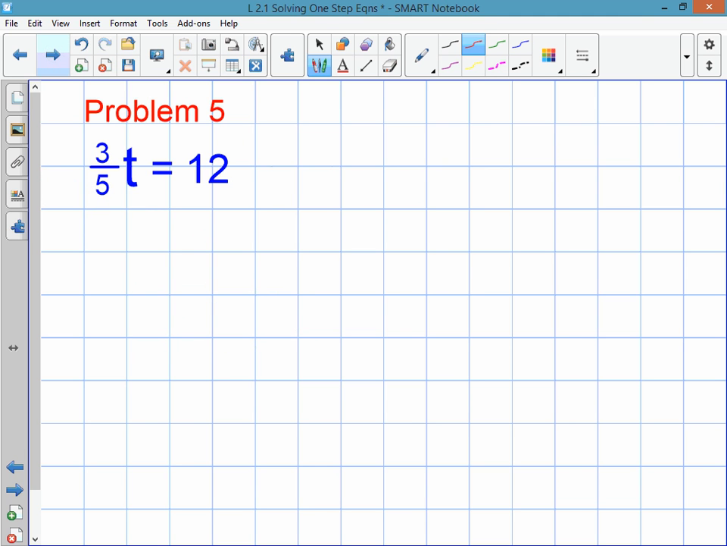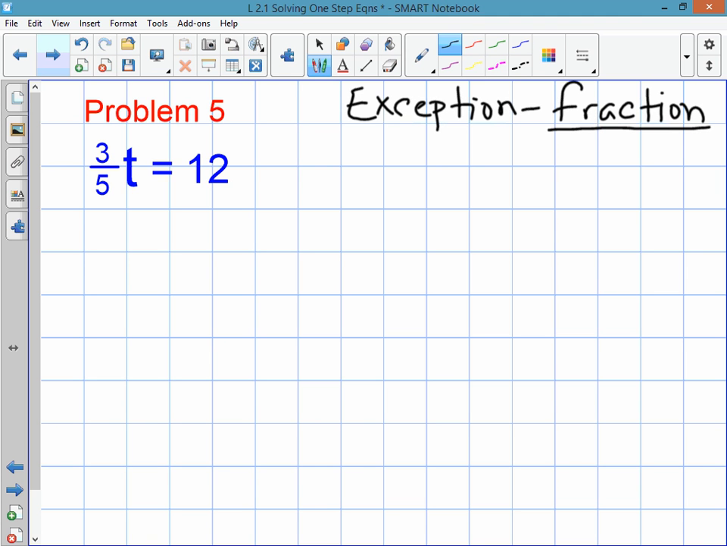Now the last problem is slightly different in that the 3/5 next to the T is being multiplied. And the what you do rule says if you're multiplying, then you do the opposite and you divide. But when you have a fraction, dividing fractions gets really weird. So this is kind of the exception to the rule. And that is when you have a fraction involved, you're going to use the reciprocal rule.